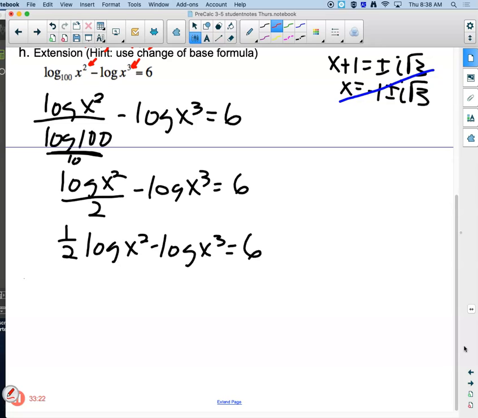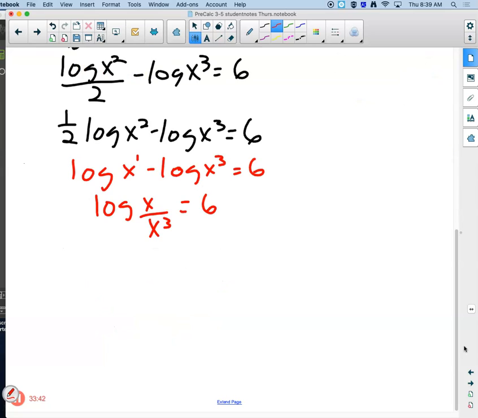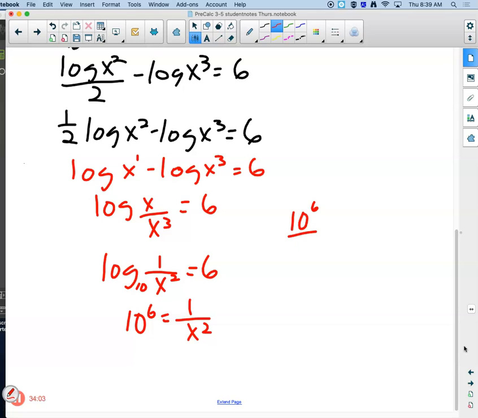All right, so the 1/2 goes back up and gets multiplied by the 2, and we get the logarithm of x to the first minus the logarithm of x cubed equals 6. And now we have subtraction, which is division in logarithm language. And we realize we can simplify that. And then we'll need to snail shell or exponentiate. So we remember it's base 10. And then just like before, I would put 10 to the 6 over 1.